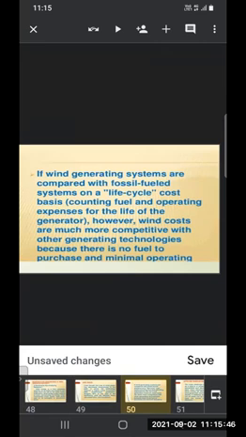If wind generating systems are compared with fossil fuel systems on a life cycle cost basis, that is counting fuel and operating expenses for the life of the generator, however, wind costs are much more competitive with other generating technologies because there is no fuel to purchase and minimal operating expenses.